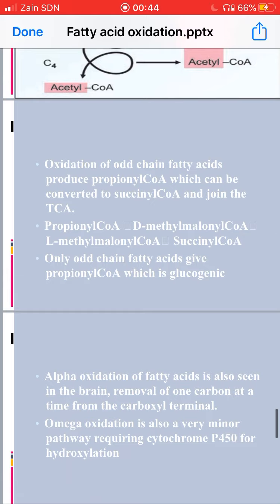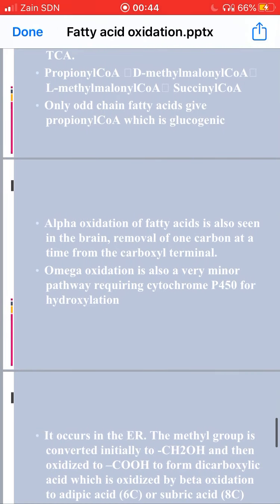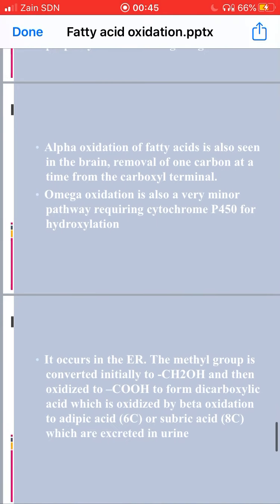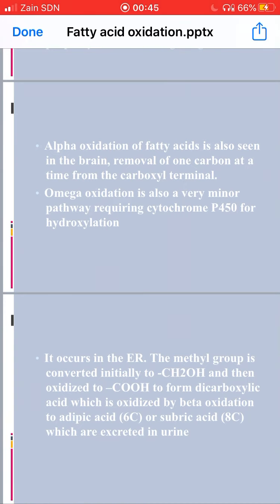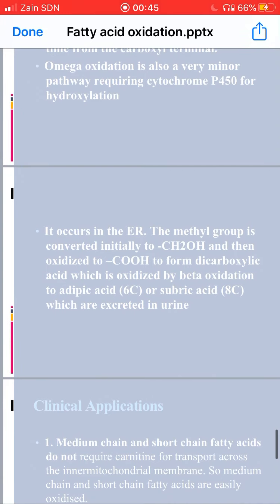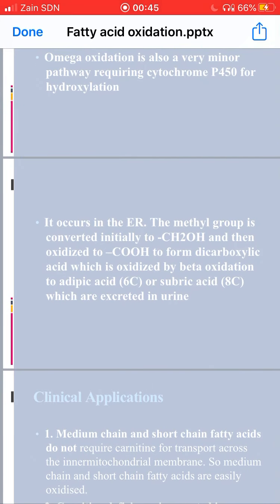Okay, the alpha oxidation is also seen in the brain. It involves removal of one carbon at a time from the carboxyl terminal. Generally, this is the idea of the alpha oxidation. Omega oxidation is a very minor pathway and it requires cytochrome P450 for the hydroxylation, and generally it's occurring in the endoplasmic reticulum.